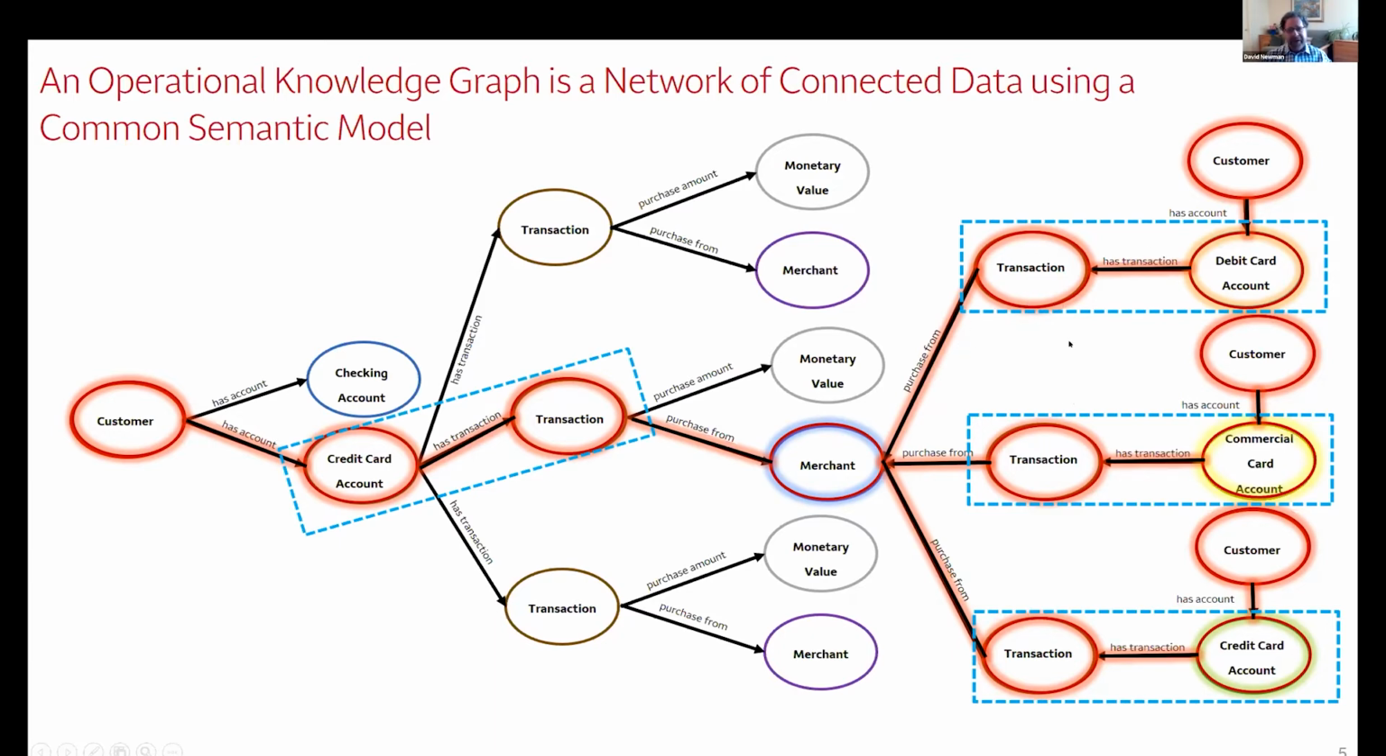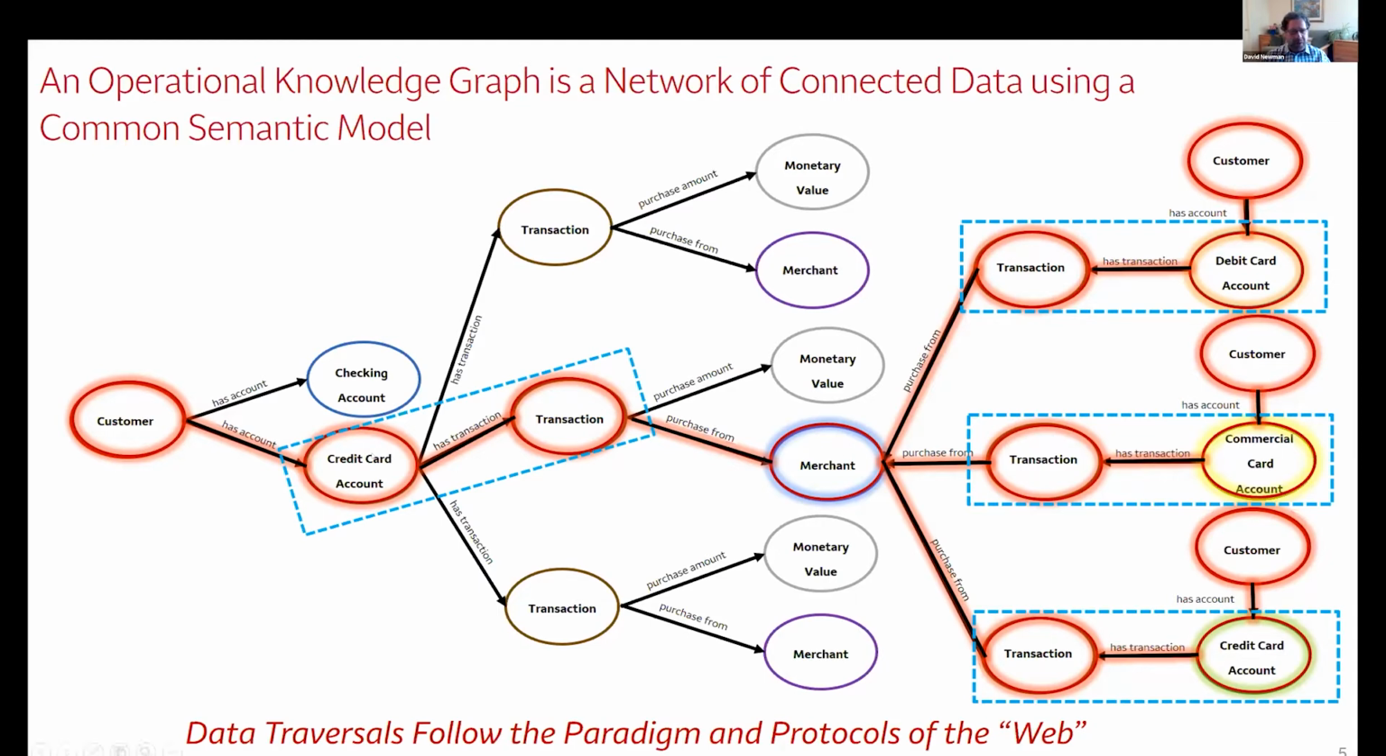You may have information in different lines of business, like a debit card line of business, a commercial card line of business, or a credit card line of business. With the knowledge graph capability, we're able to use the same common language to federate across all of these different remote or distributed stores, because we follow a common language based on the protocol of the web. So the semantic web is a way of extending the web of linked pages to become the web of linked data.